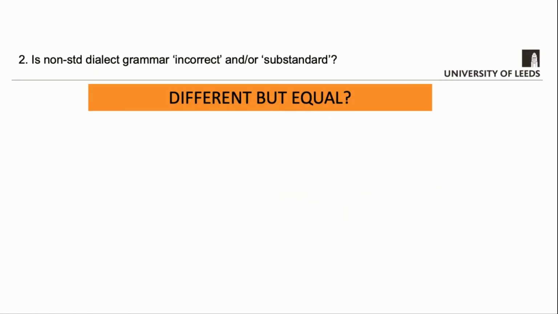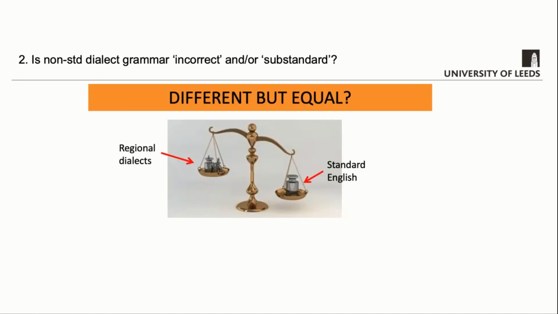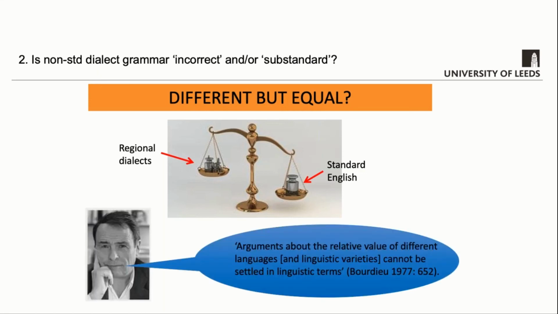But is that entirely true, though? Now, linguists like Labov and Trudgill, like me, may be able to prove objectively that non-standard varieties of English are linguistically equal to standard English, but teachers, parents, pupils, you and I know very well that these varieties are not socially equal. As the sociologist Pierre Bourdieu pointed out some time ago, this means then that arguments about the relative value of different languages cannot be settled in linguistic terms.